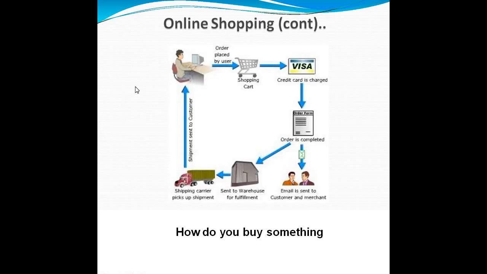Now, how does online shopping work? As I have told you in how e-commerce works, it is the same as how online shopping is done. The buyers place an order, then the credit card is charged, then the order is completed and an email is sent to the customer or merchandiser. Then the warehouse collects the material, shipping carriers pick up the shipments, and the order is dispatched to the customer. So it is the process where online transactions are done.